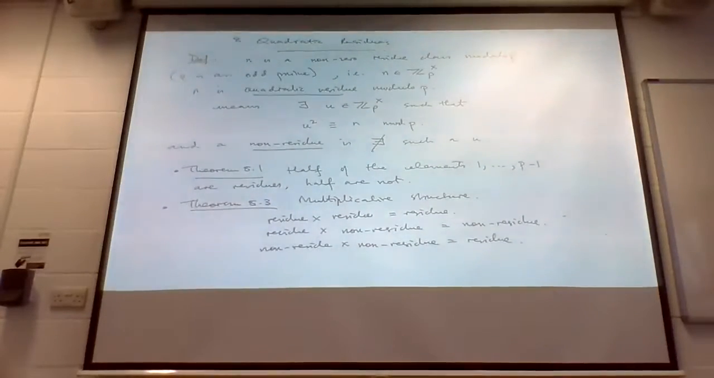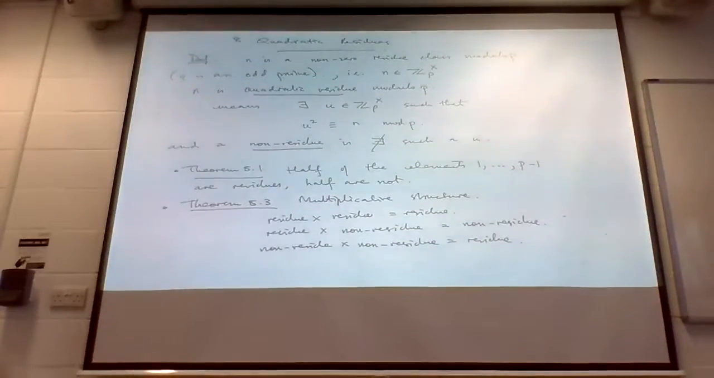If the n that somebody quotes you is a square integer, something like 9 or 4 or 16, then you know straight away it is a quadratic residue, because it's the square of its integer square root.